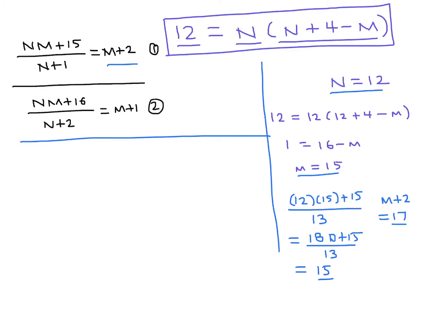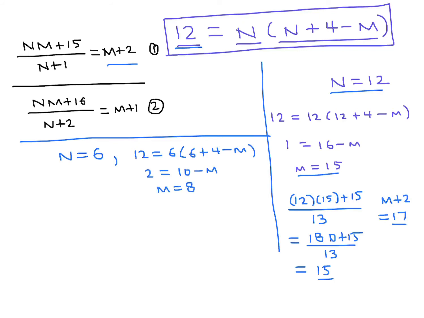So n can't be 12. Let's go with the next one. What else can n be? Well, what else is 12 divisible by? It's divisible by 6. So let's go with that. n is equal to 6. And therefore 12 would be 6 plus 4 minus m. So 2 would be equal to 10 minus m. So m would be equal to 8.